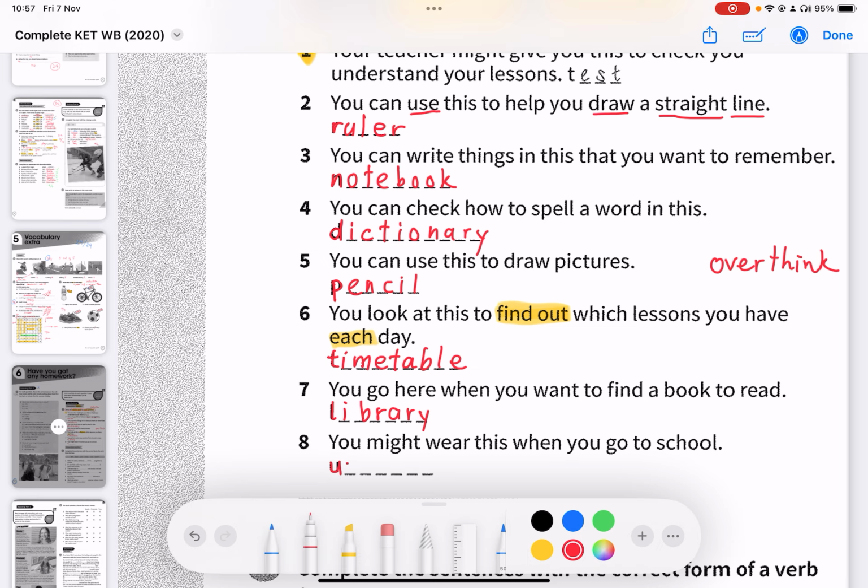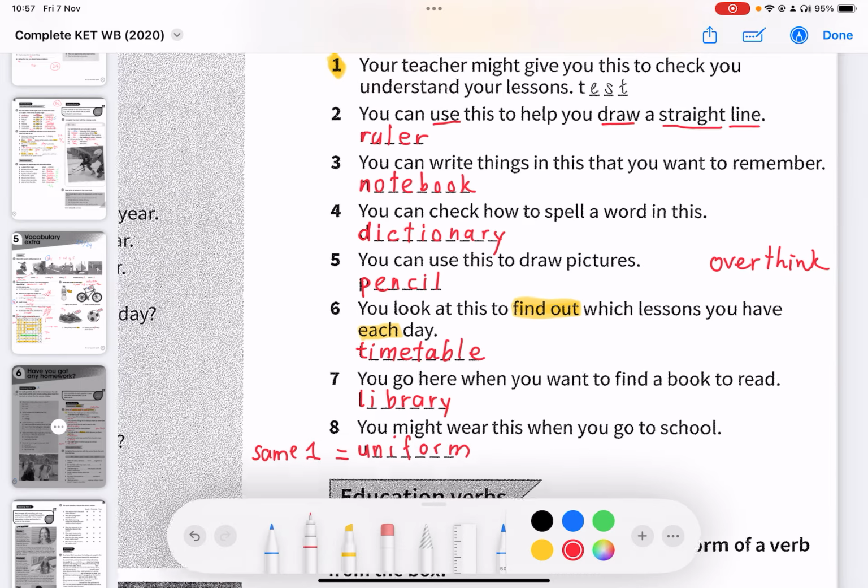So we've got uni. Uni means one, means same, giống nhau. And we've got form, dạng thức, dạng mẫu. So that's why we say all the clothes that look the same, giống nhau, we say uniform. Right. So we've got here, very well done.